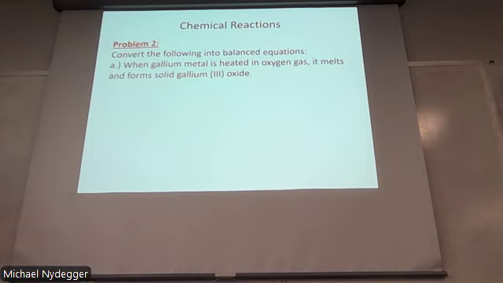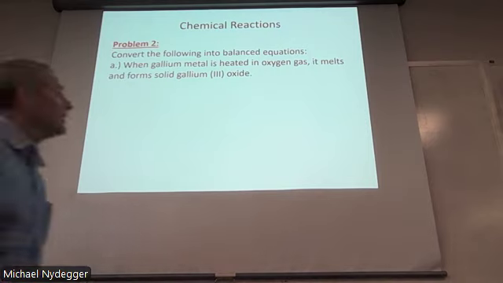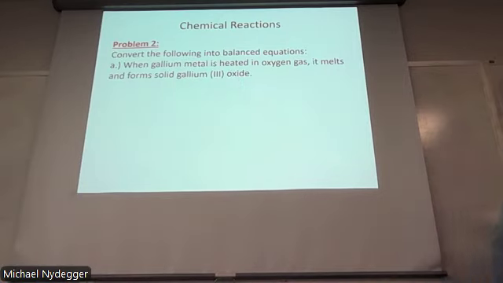When gallium metal is heated in oxygen gas, it melts and forms solid gallium-3 oxide. So let's write this out. The symbol for gallium is going to be Ga.